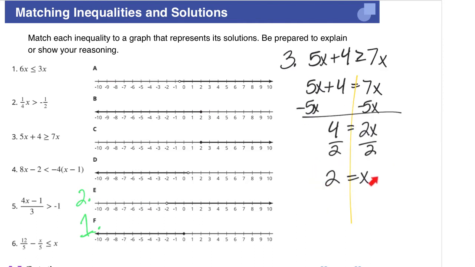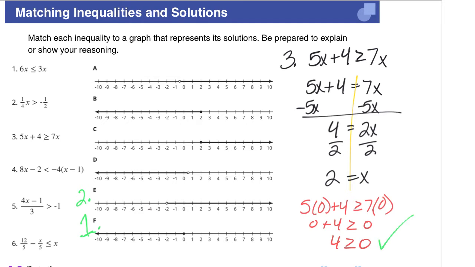Number 3, when I solved it as an equation, I got x equals 2, and I see that both B and C have dots on 2. So I'm going to plug in 0 to see if this one is true in B or this one is true at C. Here I plugged in 0 for x into the original inequality, and I got 4 is greater than or equal to 0. And that is true. 4 is greater than or equal to 0. And so that means that B, where 0 is in the solutions, that's the one that matches with 3.